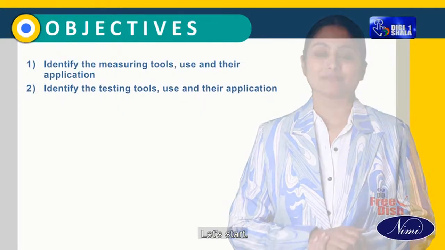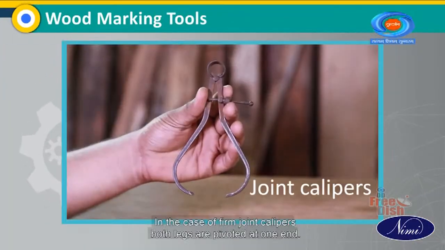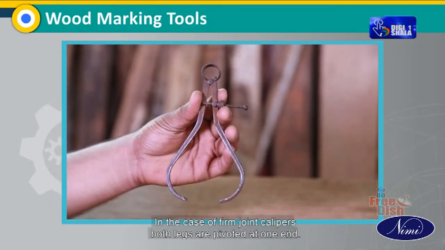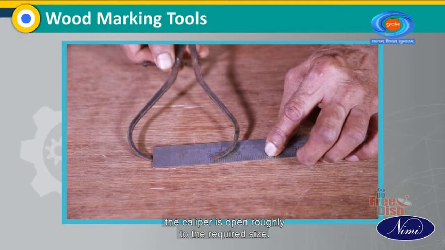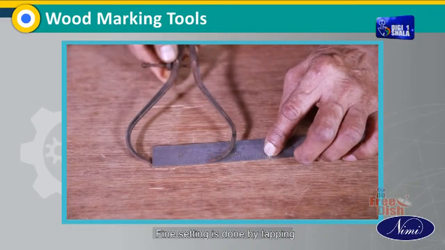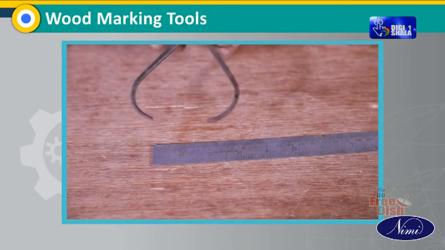Let's start. Recap. Firm joint calipers. In the case of firm joint calipers, both legs are pivoted at one end. To take the measurements of a workpiece, the caliper is opened roughly to the required size. Fine setting is done by tapping the caliper lightly on a wooden surface.